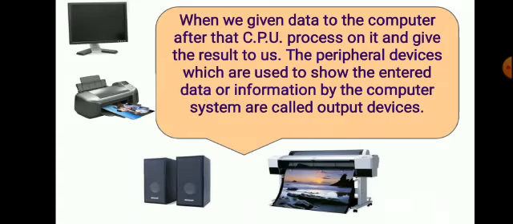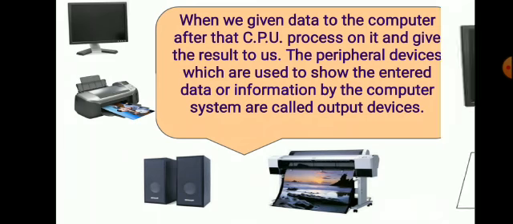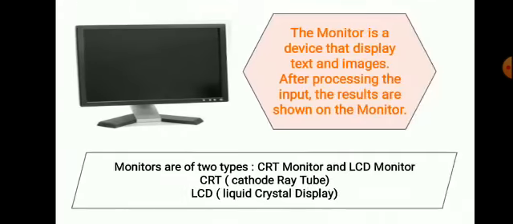Now, output devices. When we give data to the computer, after that the CPU processes it and gives the result to us. The peripheral devices which are used to show the entered data or information by the computer system are called output devices.